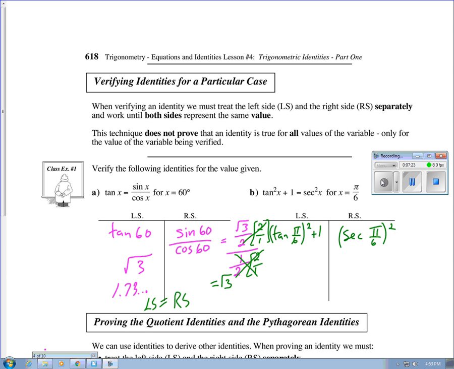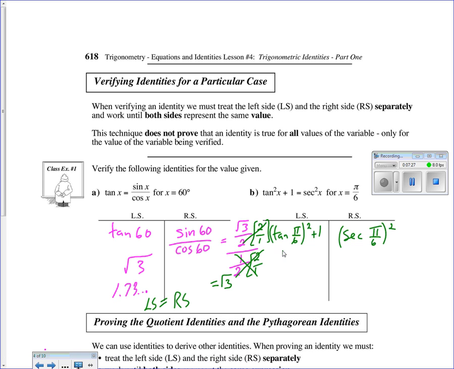So from my unit circle, the tan of pi over 6 is 1 over root 3, squared, and to that I have to add 1. 1 over 3 plus 1 is equal to 4/3.